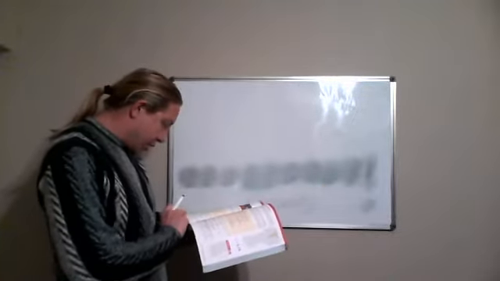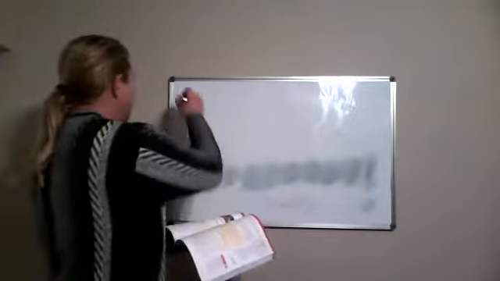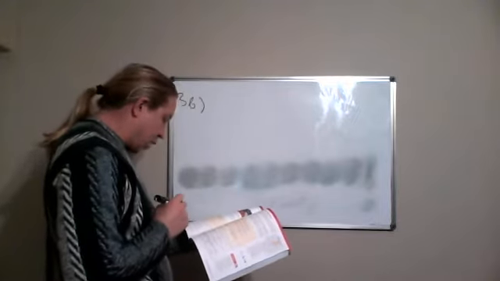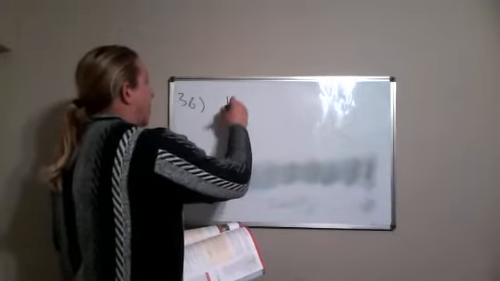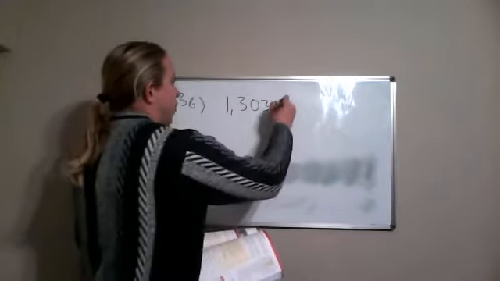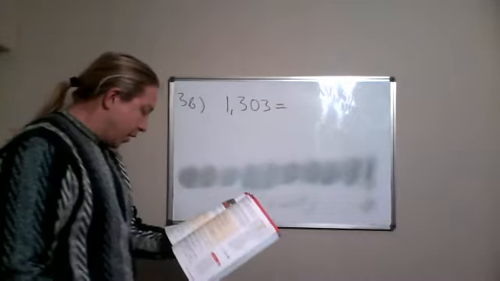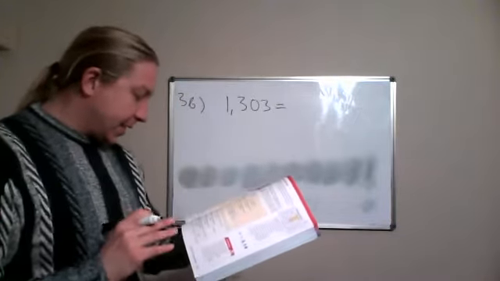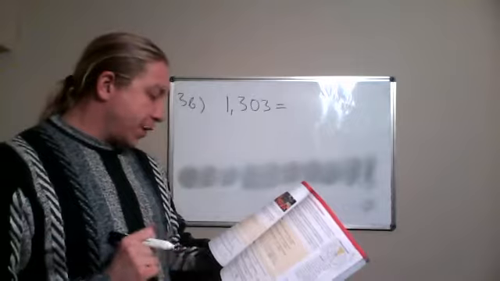Okay, so let's do B. I'll do 3B for you. Okay, so 3B says 1.303 equals. Okay, so we need to express this as a sum of fractions.